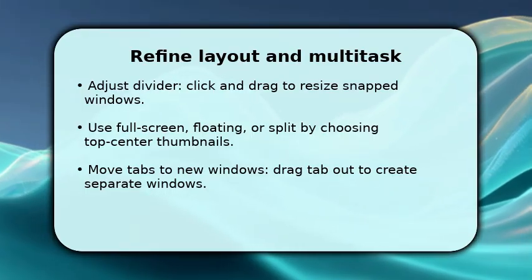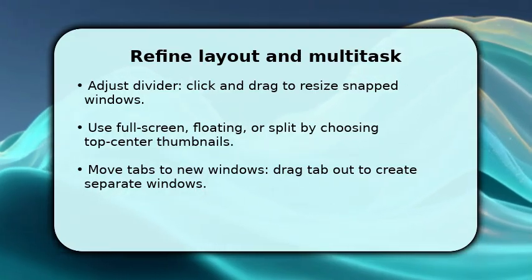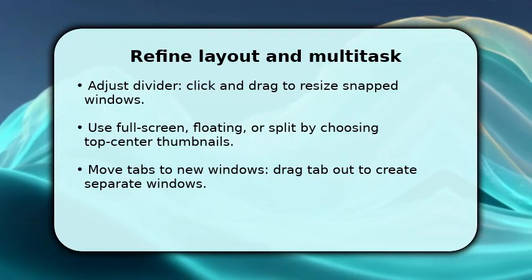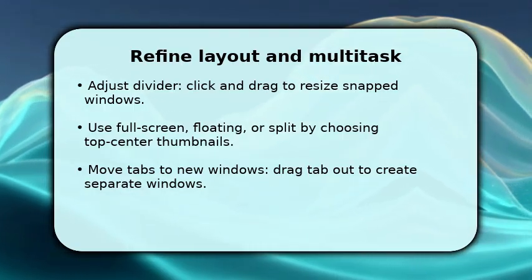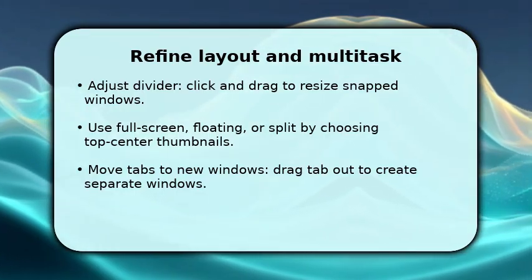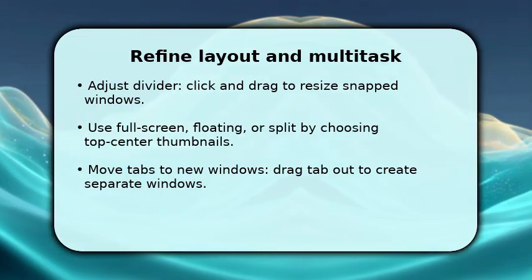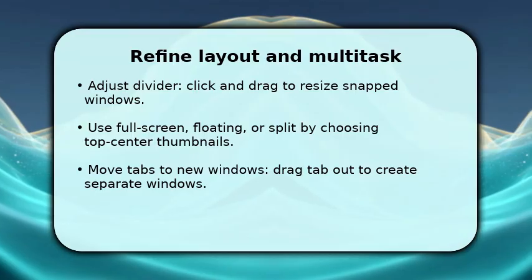If you need a floating app, choose the thumbnail top center controls to toggle full screen or freeform. This lets you overlay small tools. Also, drag a browser tab out to create a new window when you want separate workspaces, and then snap that new window to create. To finish, practice switching with Alt plus Tab and reposition windows until your workflow feels natural.